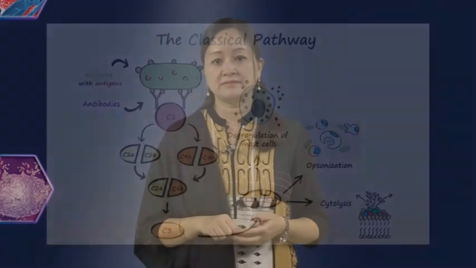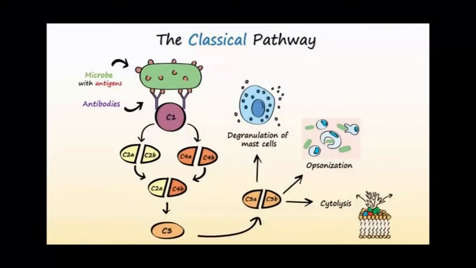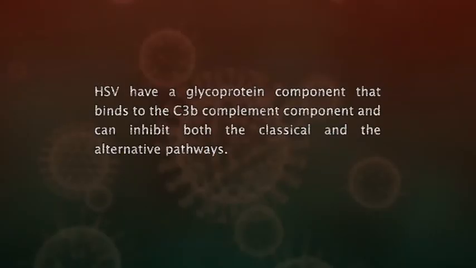Another mechanism of evading the host immune response is by evading complement-mediated destruction. For example, vaccinia virus produces a protein that binds to C4b and thus inhibits the classical pathway of complement activation. HSV has a glycoprotein component that binds to the C3b complement component and can inhibit both the classical and the alternative pathways.